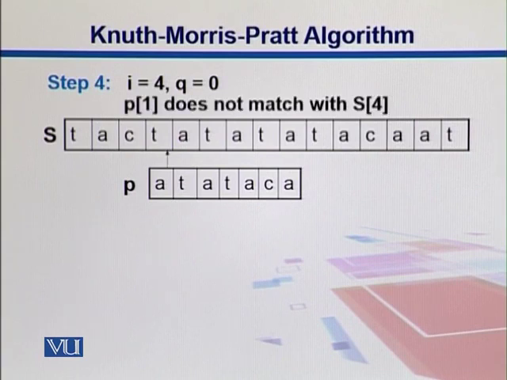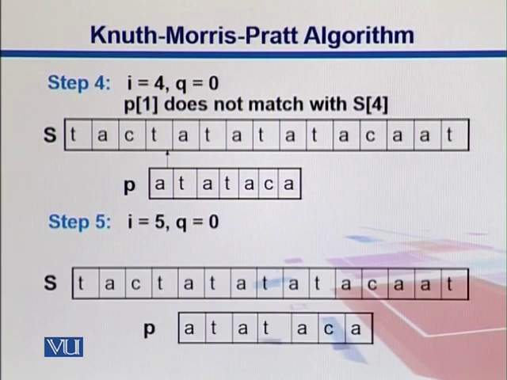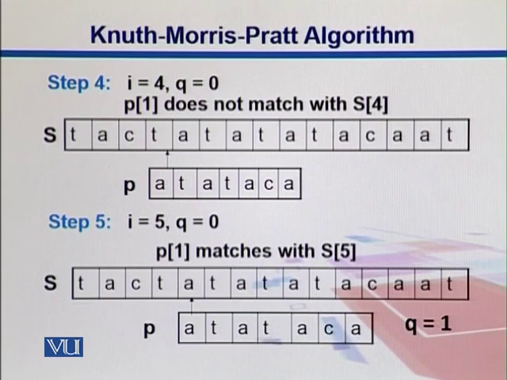Again, we compare p of q plus 1, or the first character, with the fourth character in the string. Do they match? They don't. What to do next? Again, q is equal to 0 and we match with the fifth character. Do they match? Yes. So our q becomes 1.